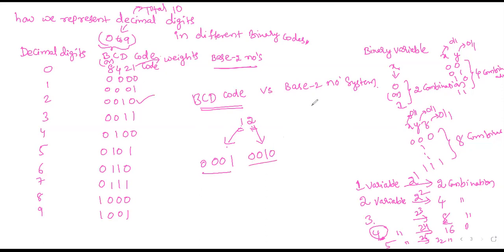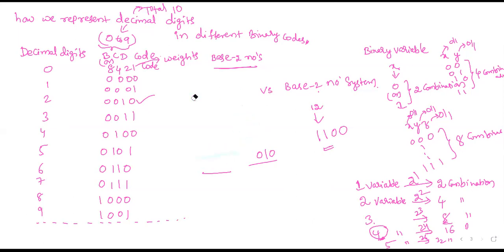Coming to the base 2 number system, 12 will be represented as 1, 1, 0, 0. This is the difference between BCD code and the base 2 number system. In BCD code, each decimal digit takes 4 binary bits.